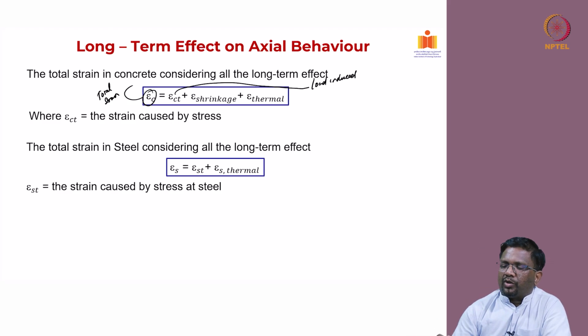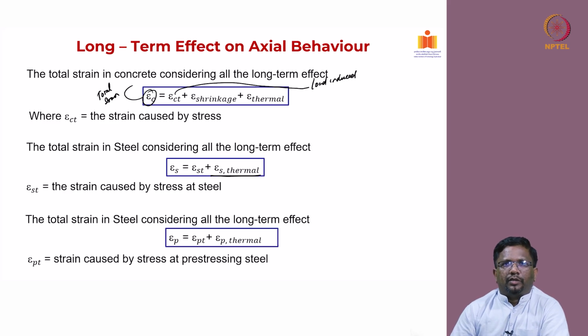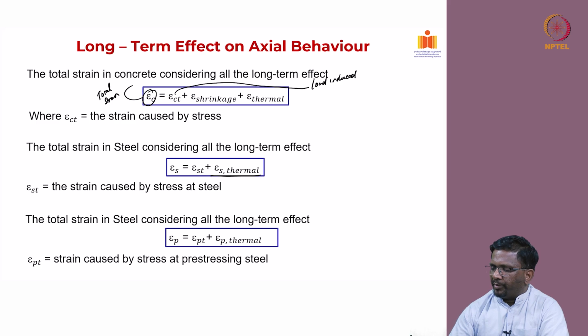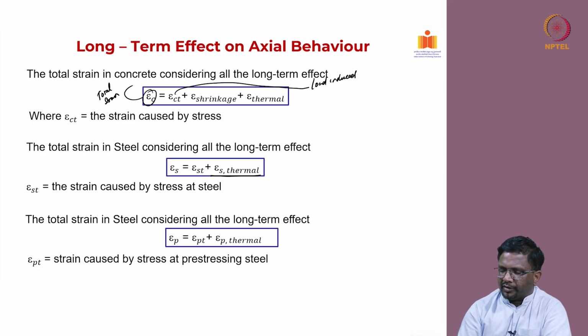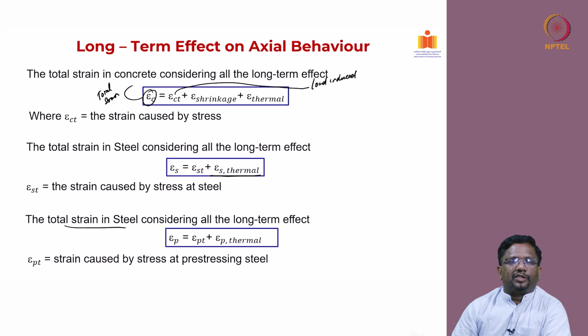Similarly, the total strain in the steel, if you have to include all the long term effects, you have relaxation also. Here we are saying only the thermal strain. And epsilon st is the strain caused by the stress in the steel, and the total strain is epsilon. Similarly for pre-stressing steel, and epsilon Pd is the strain caused by the stress in the pre-stressing steel.